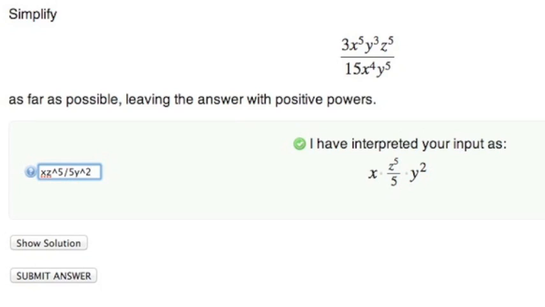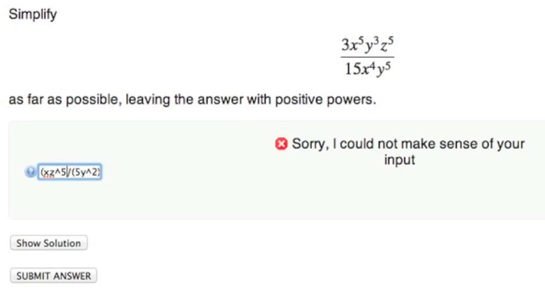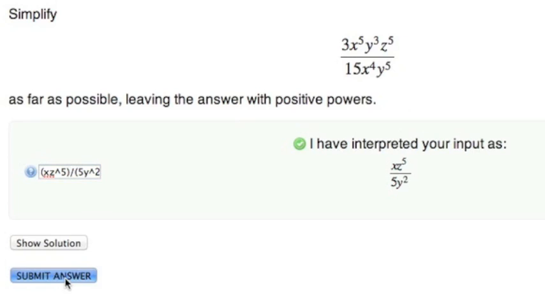Now this looks okay in the text box, but when I see the interpretation, I can see that the fraction is being multiplied by y squared rather than having y squared on the bottom of the fraction. I need to clarify this by putting brackets around 5y squared. Now we have the correct answer. I could further clarify by putting brackets around x multiplied by z to the power 5, but this is not required to give the correct answer.